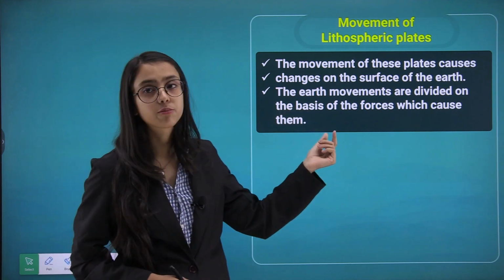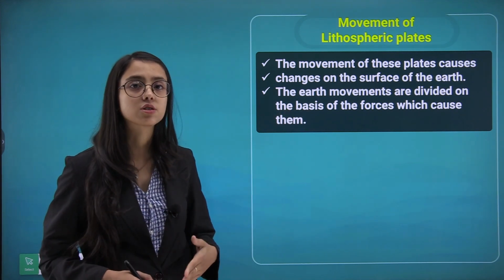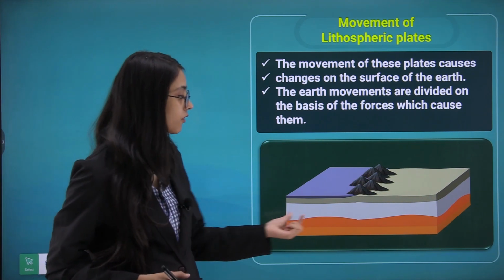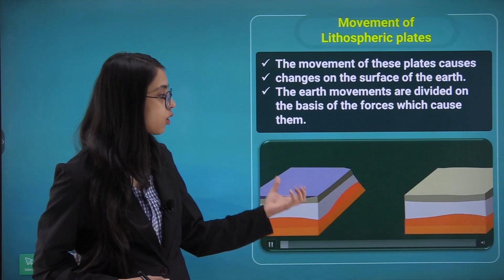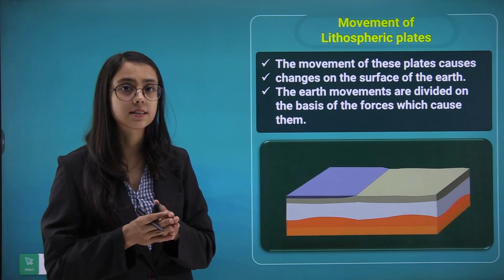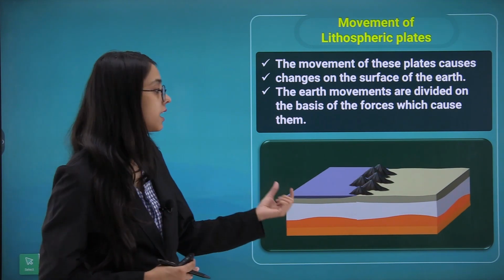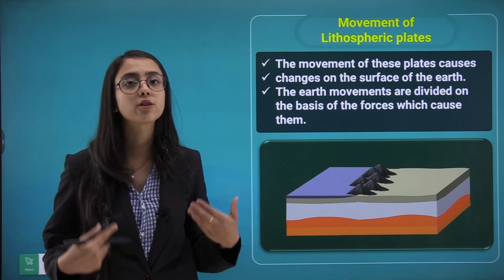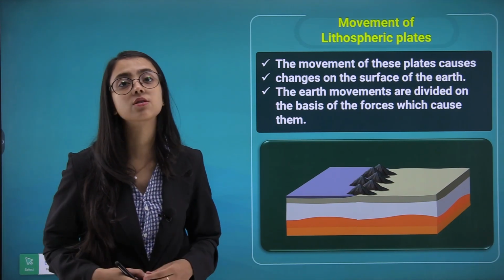The earth movement is divided on the basis of the forces which cause them. As you see here, as the plates of the earth subdivide or contract, new landforms of mountains are formed. So, this is how the movement of lithospheric plates affects the surface of the earth.